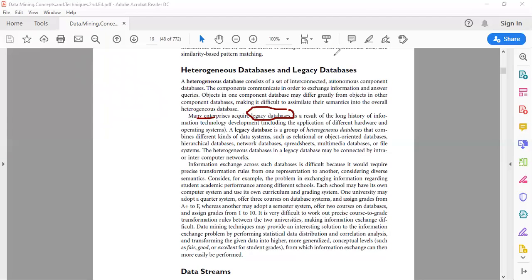What is a legacy database? A legacy database is a group of heterogeneous databases that combines different kinds of data systems, such as relational databases, object-oriented databases, hierarchical databases, network databases, spreadsheets, multimedia databases, or file systems.